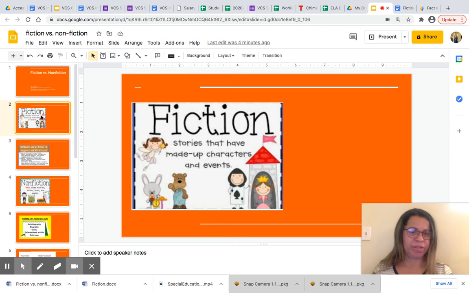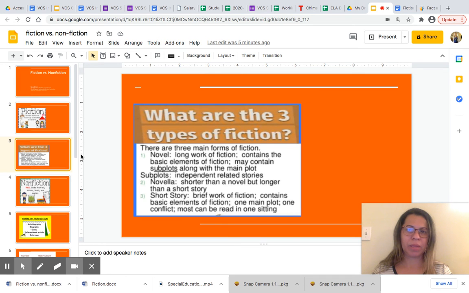Let's start by defining fiction. Fiction: stories that have made up characters and events. What are the three types of fiction? They are novel, novella, and short story. There are three main forms of fiction.